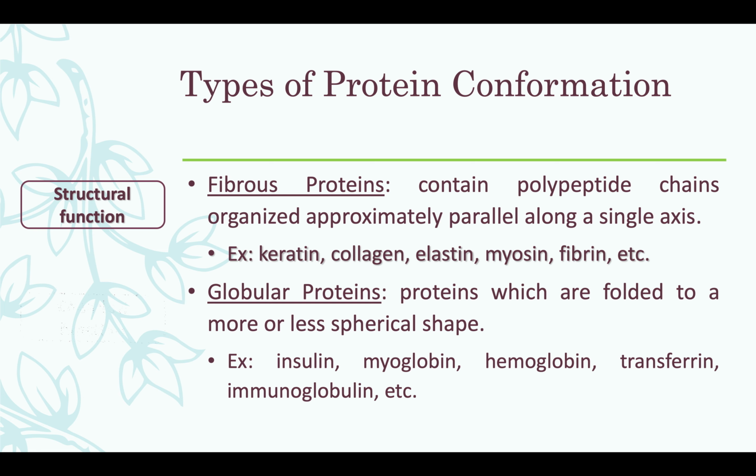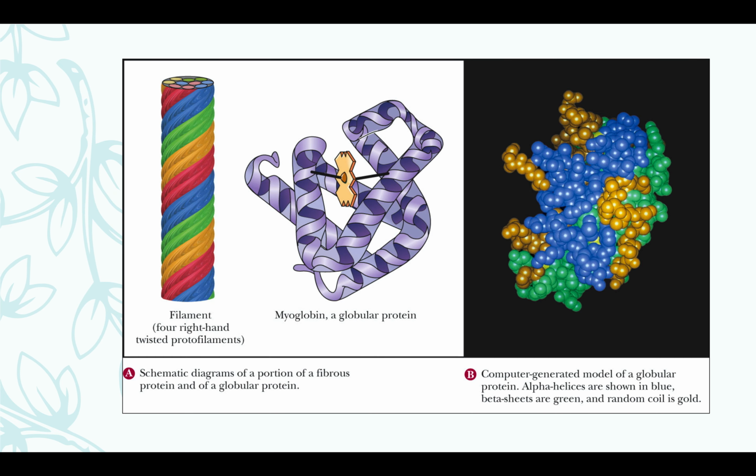Now, by the way, globular proteins here have chemical functions. They are like workers with specific tasks to do, like your enzymes. Okay, so this figure shows you the comparison of shapes of fibrous and globular proteins. So you can just check this.